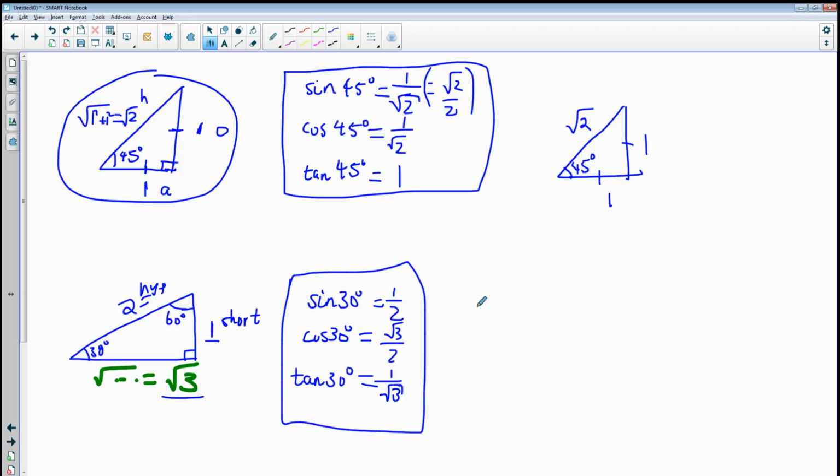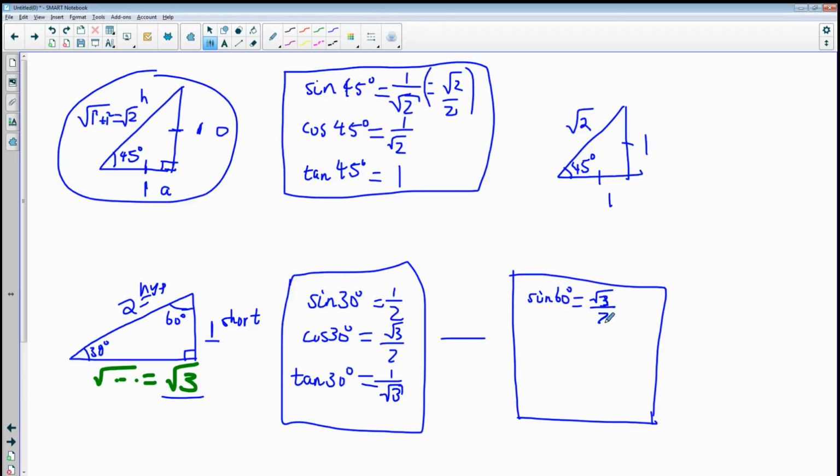Now, it's correct. But if you remember, all we need to do is flip the adjacent and opposite. We get the same thing for 60 degrees. We just flip it around. Sine of 60 is root 3 over 2. Cos of 60 degrees is 1/2.